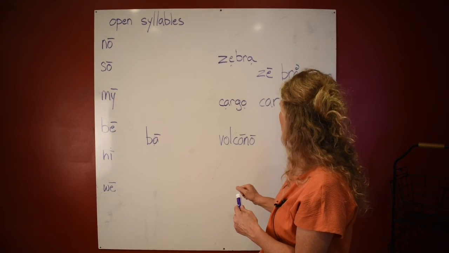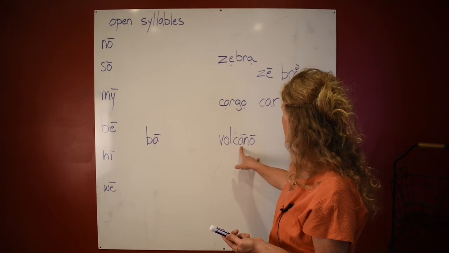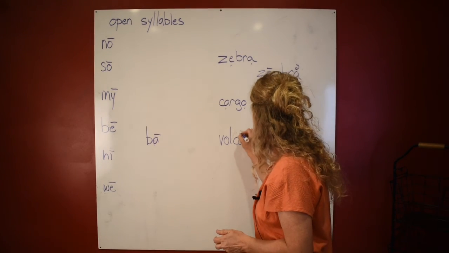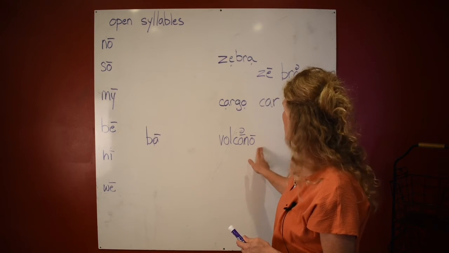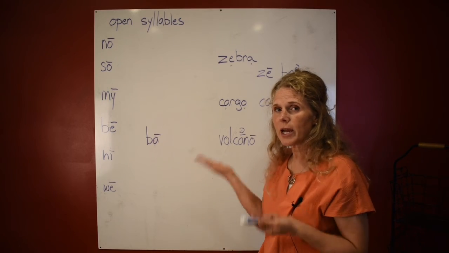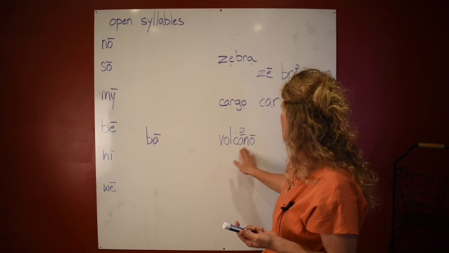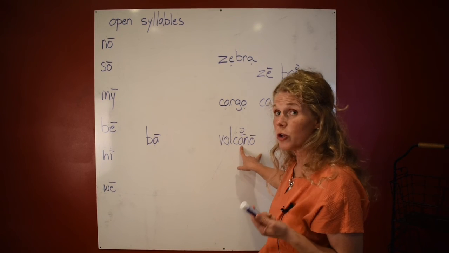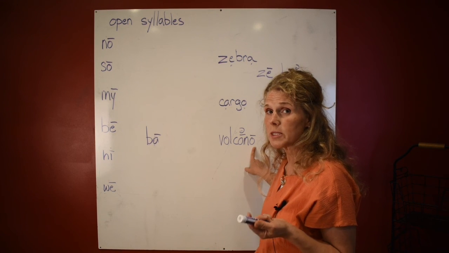We know that's long because it's an O. Now look at this. It could be schwa. So now this could say volcano, or it could say volcano. See how you can just do that in your mind? You don't have to break it apart like this, but see how you would know how to pronounce those sounds because you understand what an open syllable is.